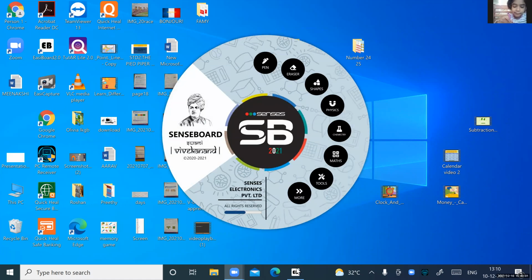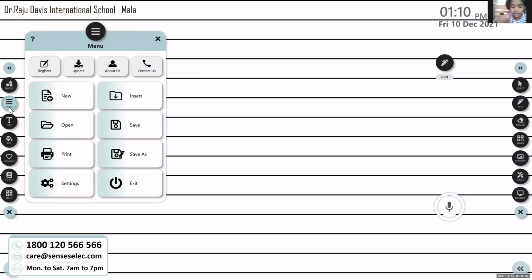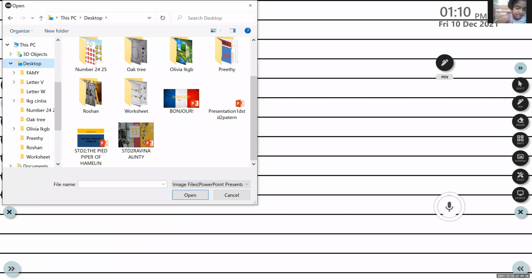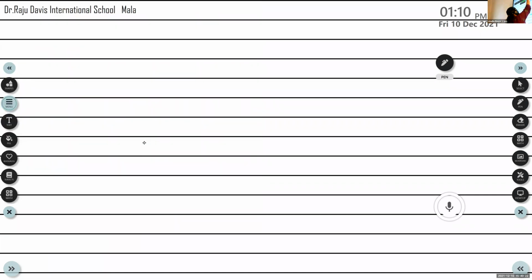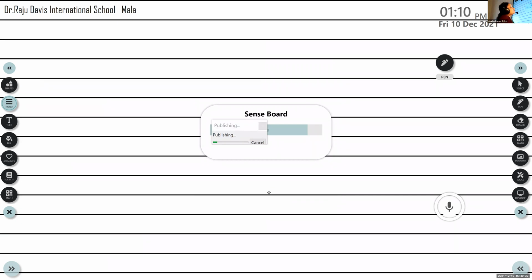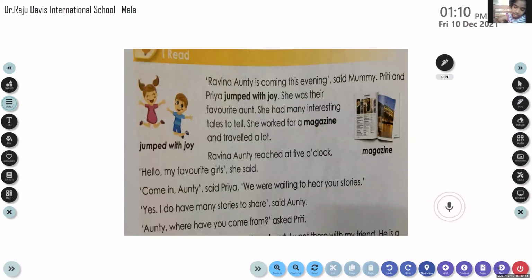Ravina auntie is coming this evening, said Mummy. Preeti and Priya jumped with joy. She was their favorite aunt. She had many interesting tales to tell. She worked for a magazine and traveled a lot. Ravina auntie reached at 5 o'clock. Hello, my favorite girls, she said. Come in, auntie, said Priya. We were waiting to hear your stories. Yes, I do have many stories to share, said Andy.